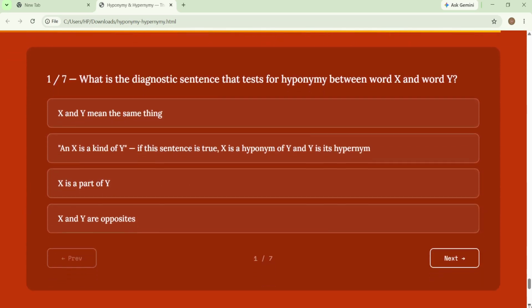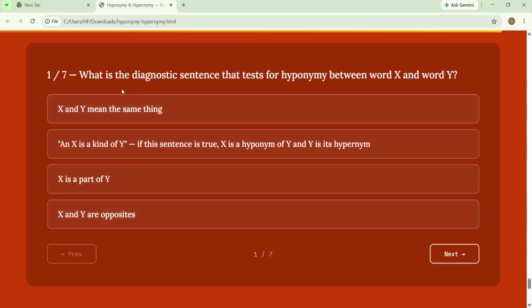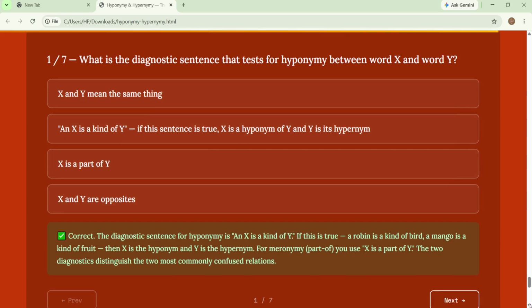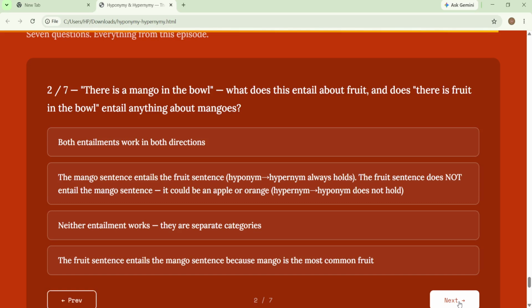Let's look at the knowledge check quiz part. First one, what is the diagnostic sentence that tests for hyponymy between word X and word Y? Well, the answer is clearly written for you to understand. X is a kind of Y. If this sentence is true, X is the hyponym of Y and Y is the hypernym.